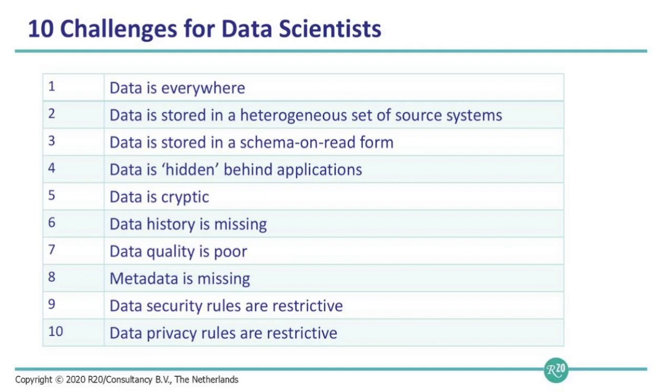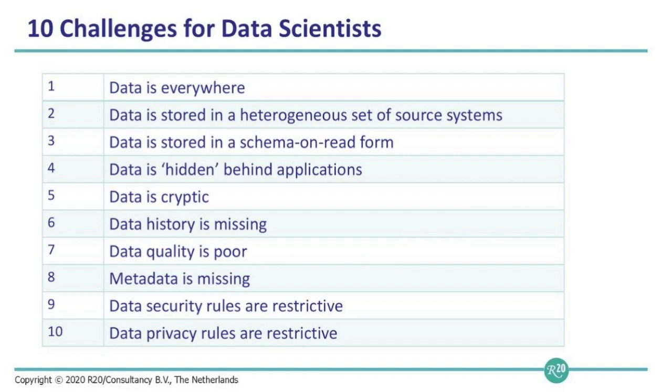Data security rules are restrictive, right? Data security rules may be in place that do not allow data scientists to access the data, or maybe they only have partial access to the data. They may have access to data, but that data may not be allowed to be copied and stored outside its original security realm. A new data architecture has to come up with a solution for this, right?